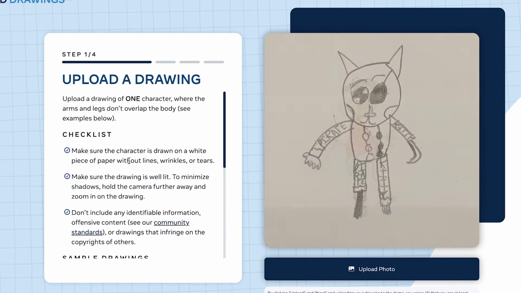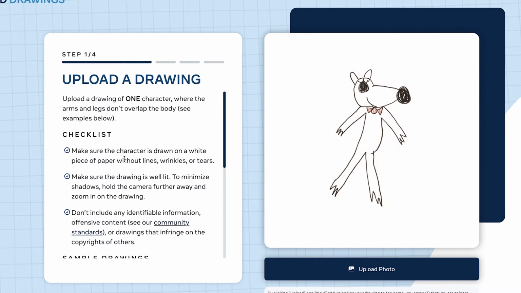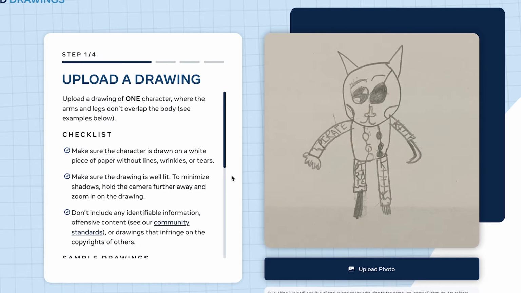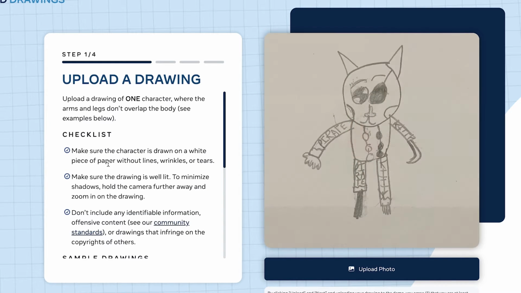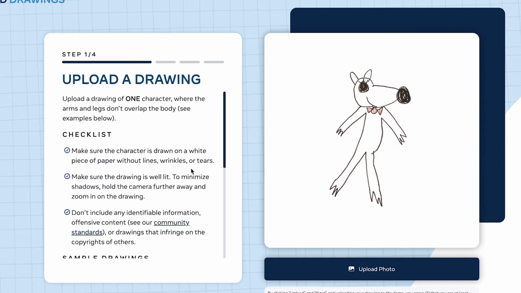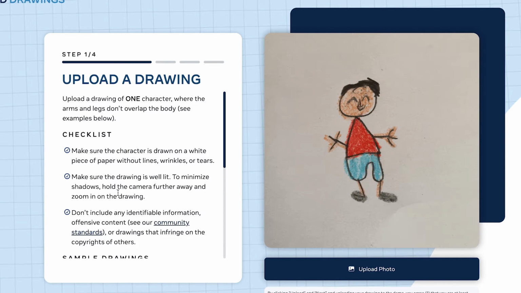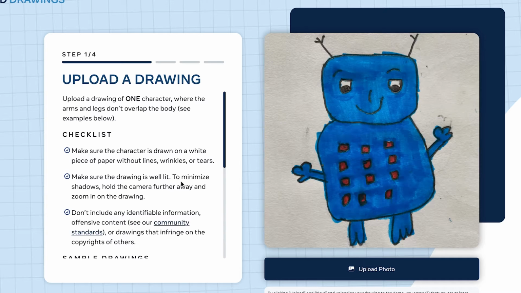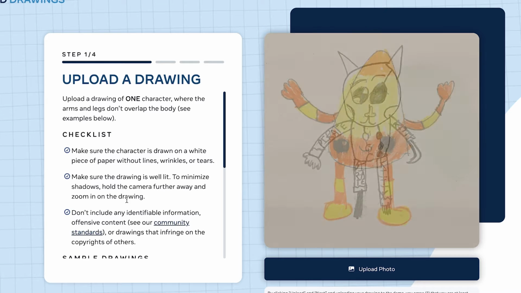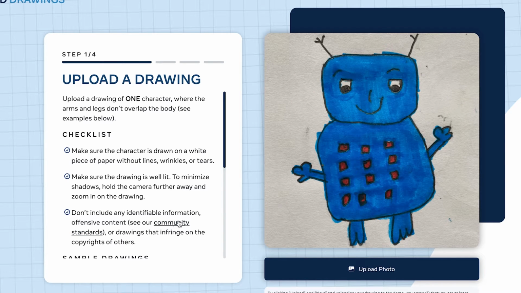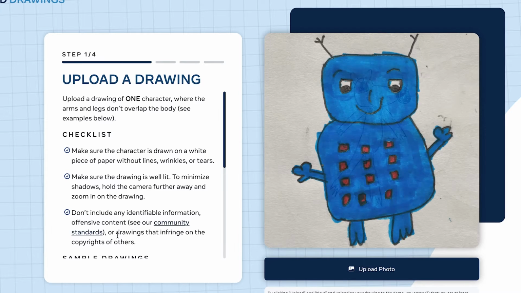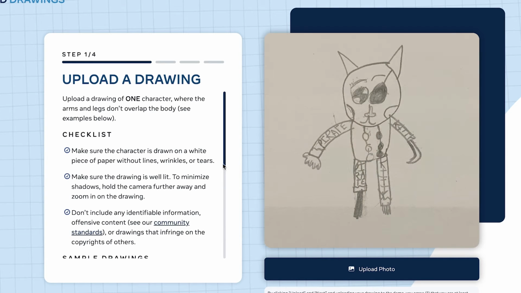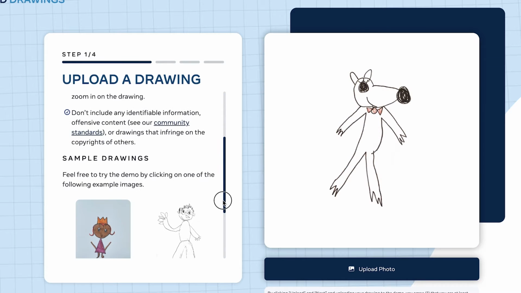So this is just a checklist of what you should pay attention to before you upload a sketch into this platform. The first thing is make sure the character is drawn on a white piece of paper without lines, wrinkles or tears, and make sure the drawing is well lit. To minimize shadows, hold the camera further away and zoom in on the drawing. Don't include any identifiable information or offensive content. You can check the community standards, and avoid drawings that infringe on the copyright of others. So these are just simple things.